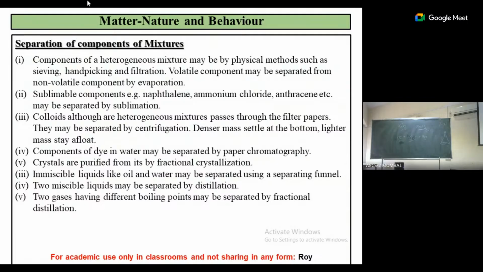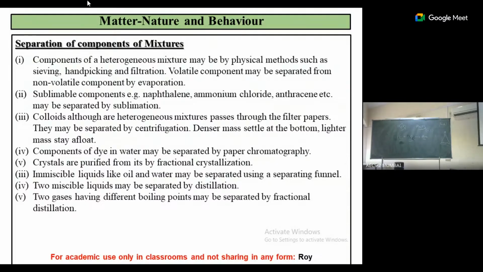Crystals are purified by crystallization. Suppose you have made a crystal and it contains some impurity. You dissolve it in a very small amount of solvent, so it becomes saturated and then supersaturated. Then you allow it to settle. If it exceeds saturation and you add a seed crystal, it will settle on the seed. So you will get pure crystal out of it, and the impurities will remain in the solution.